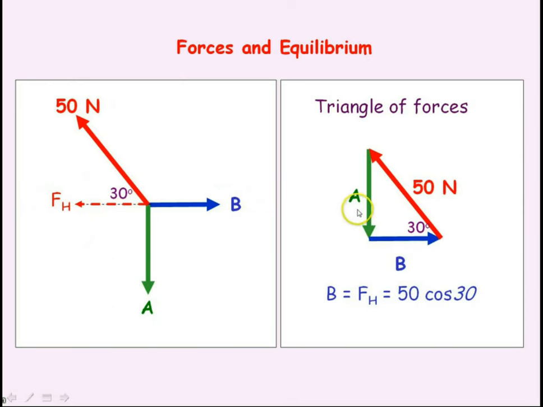Now to find force A, it is opposite to our angle, and again the 50 newtons is our hypotenuse, so we've got opposite and hypotenuse, so we need to use sine. So A would be found by the vertical component of our 50 newton force, so A would equal 50 sin 30. And you can see that if we resolve our 50 Newton force to find the vertical component, then our vertical component must equal A.